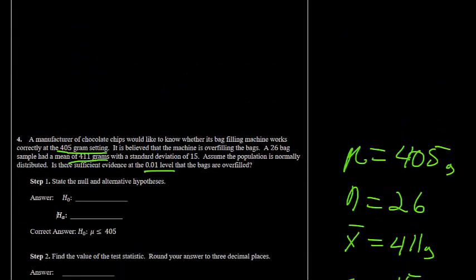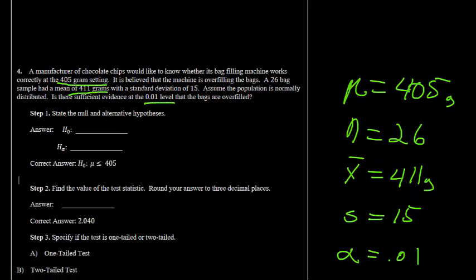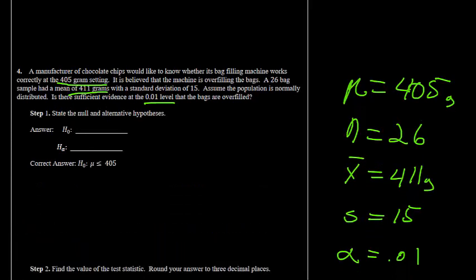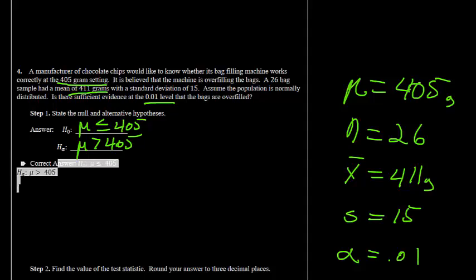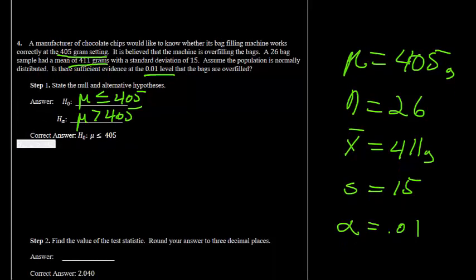Are the bags overfilling at greater than what they're supposed to be? What are they supposed to be? They're supposed to be 405 grams. And so I want to test if mu is greater than 405. Therefore, my null hypothesis is that it is less than or equal to 405. All right, so we have our null and we have our alternative hypothesis.